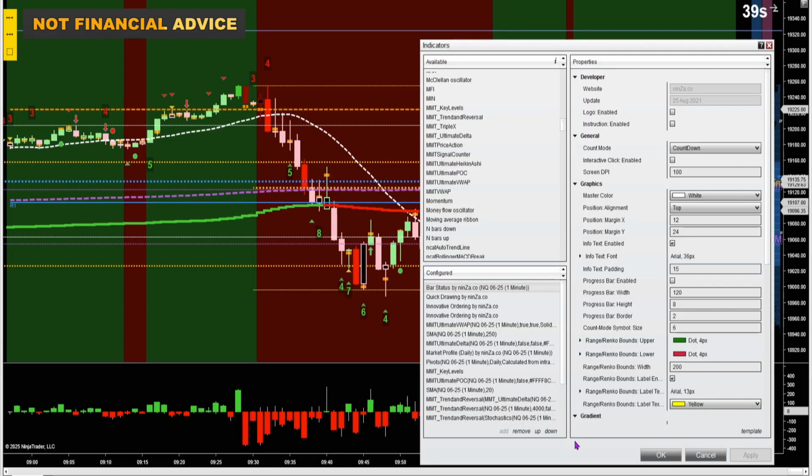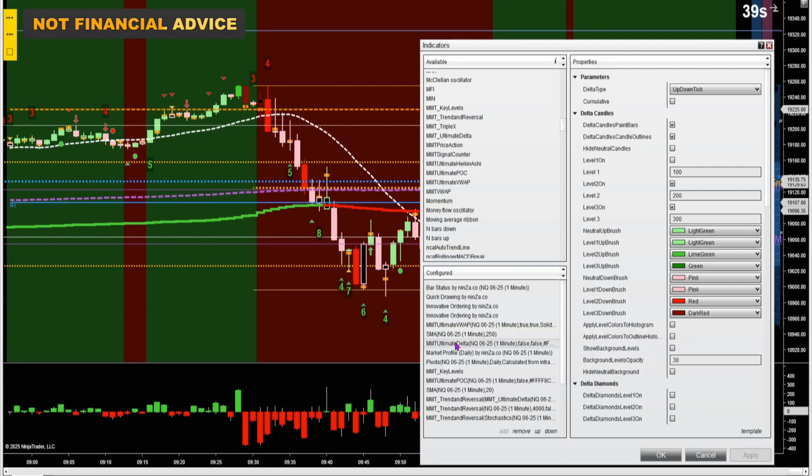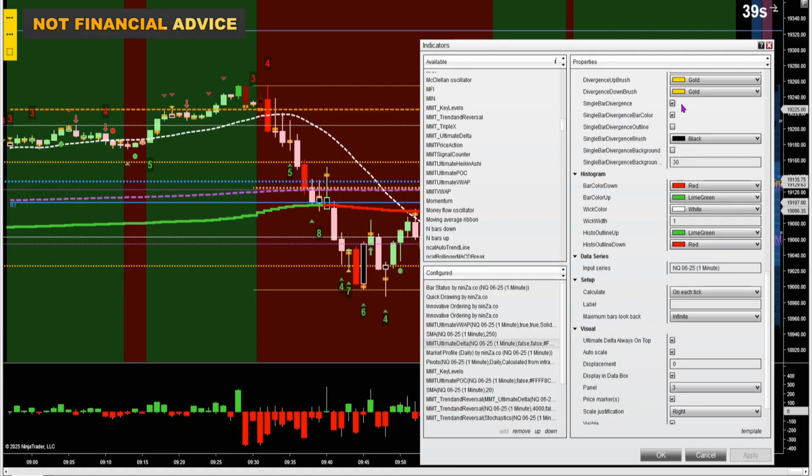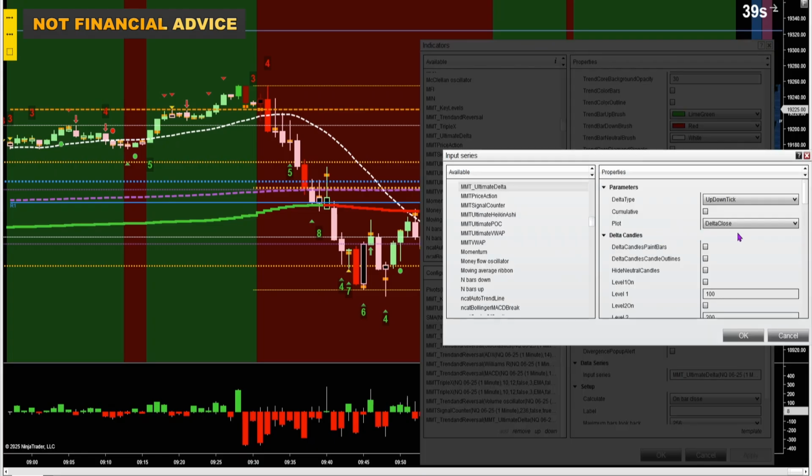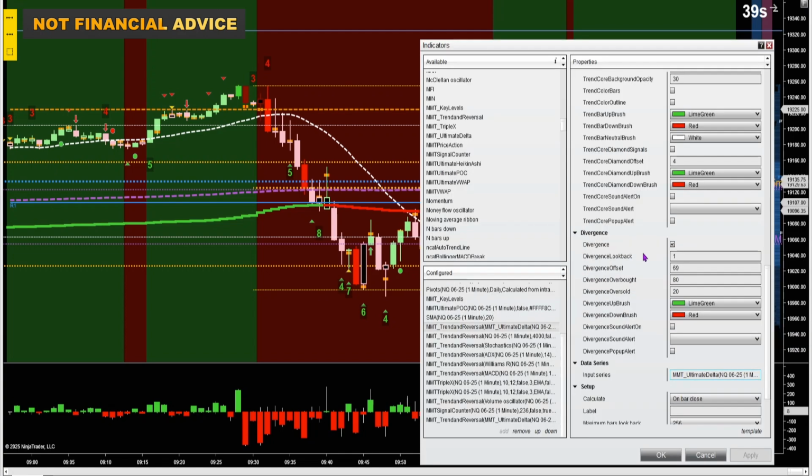All right, so let's look at these settings. I've got the ultimate delta on here. I've only got level 2 and 3 activated. The colors for the neutral and the level 1 are both the same. Then I've got single bar divergence activated, just the bar color, not the outline. I've got one instance of the trend and reversal with the ultimate delta as an input, chosen delta close as the plot. This is an up-down tick mode. It's measuring divergence, 80 and 20, overbought, oversold, look back period of 1.